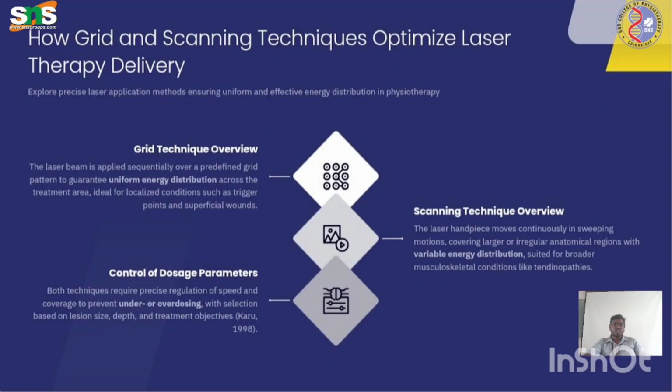There are two treatment techniques mainly used in laser therapy. The first is the grid method and the second is the scanning method. In the grid method, the laser beam is applied sequentially over a predefined grid pattern to guarantee uniform energy distribution across the treatment area, ideal for localized conditions such as trigger points and superficial wounds. In the scanning method, the laser handpiece moves continuously in sweeping motions, covering larger or irregular anatomical regions with variable energy distribution, suited for broader musculoskeletal conditions like tendinopathies.